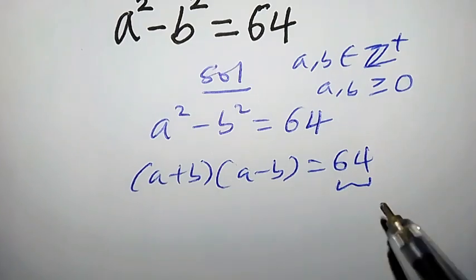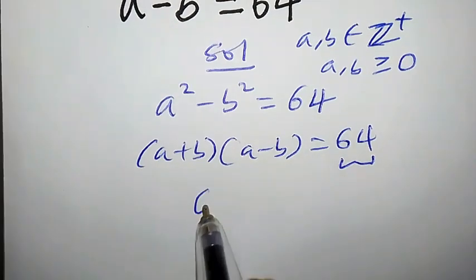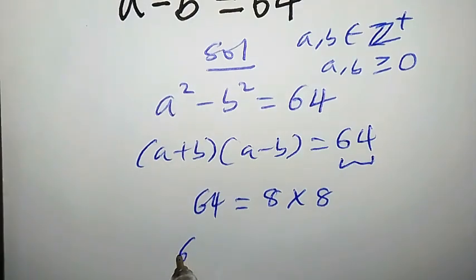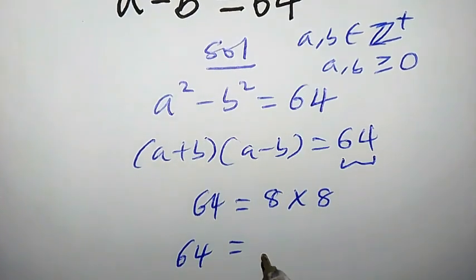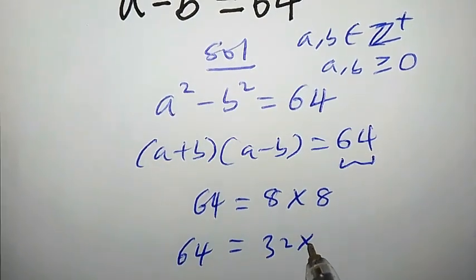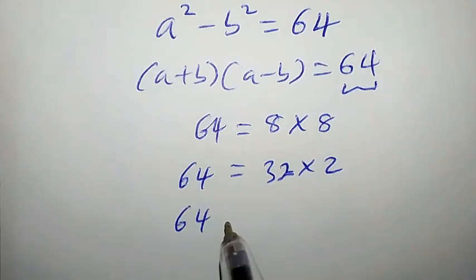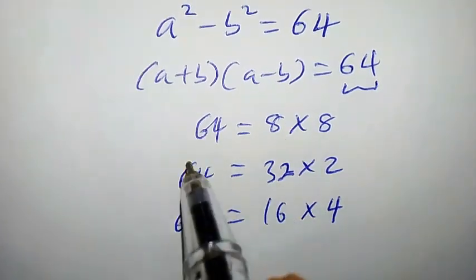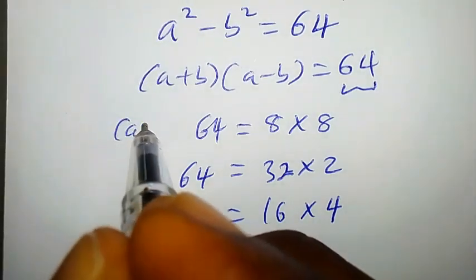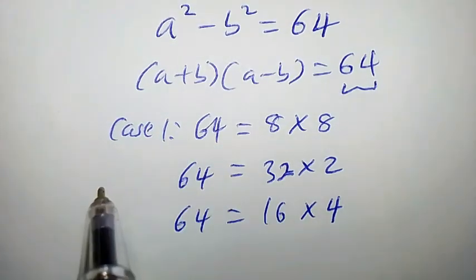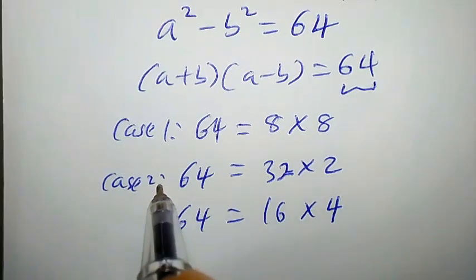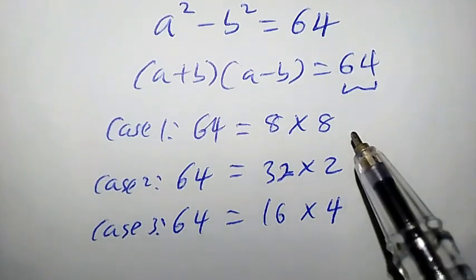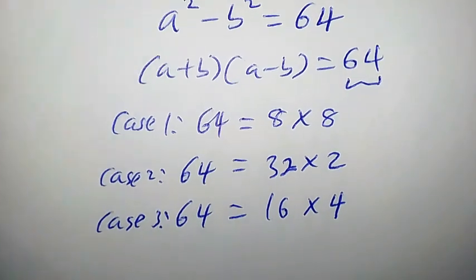Now let us focus our attention on 64. 64 can be written as 8 times 8. Also, we can write 64 as 32 times 2. 64 can also be written as 16 times 4. Let's call the first line case 1, the second line case 2, and the third line case 3. We will now consider each case.